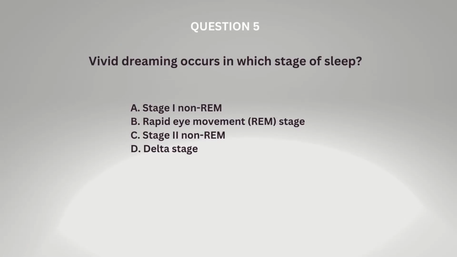Vivid dreaming occurs in which stage of sleep? A. Stage 1 non-REM. B. Rapid eye movement. C. Stage 2 non-REM. D. Delta stage. The correct answer is B.